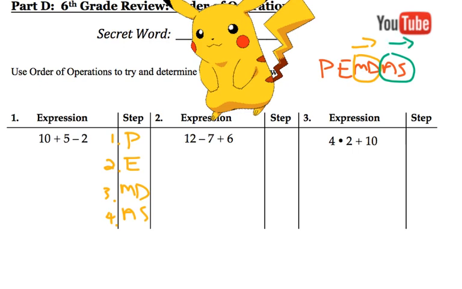So in this first problem, all we have are the last step. So we go from left to right to do adding, which gives us 15. Bring down the minus 2. 15 minus 2 is 13.